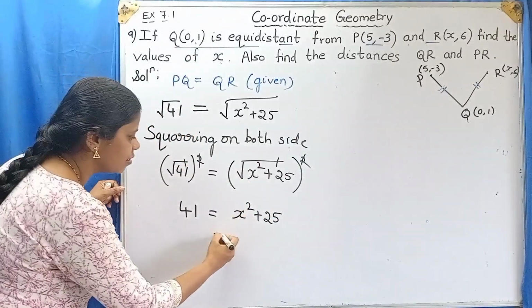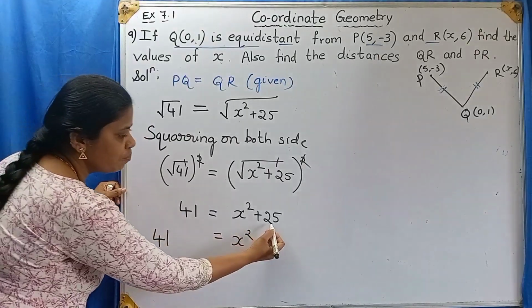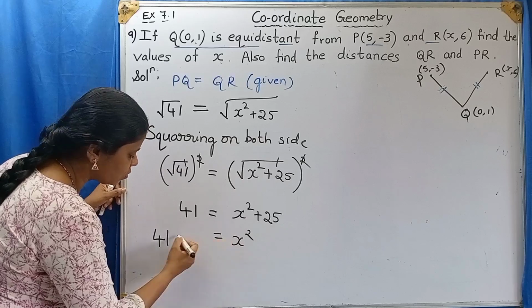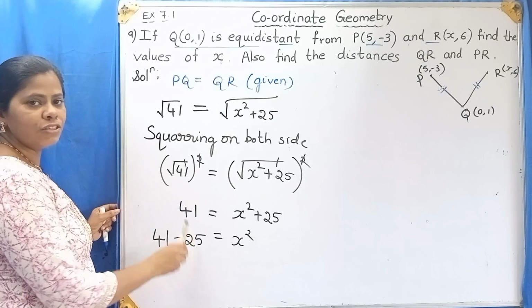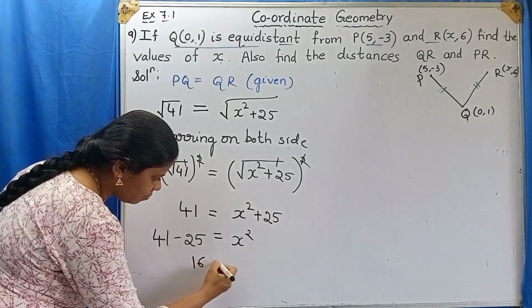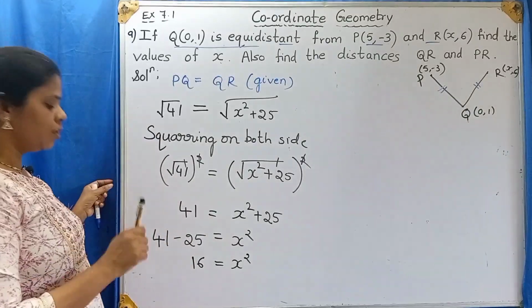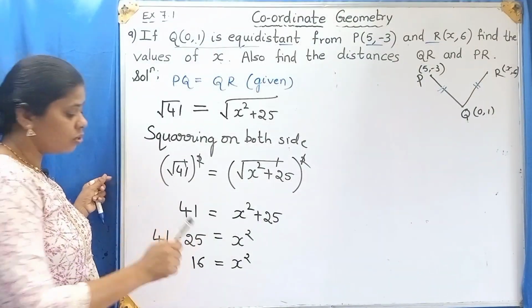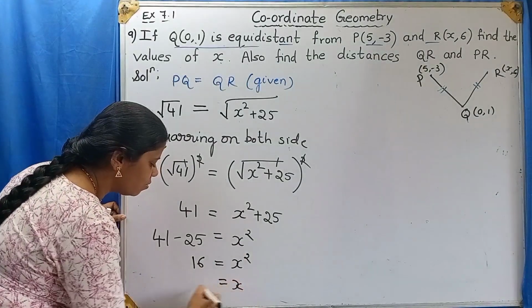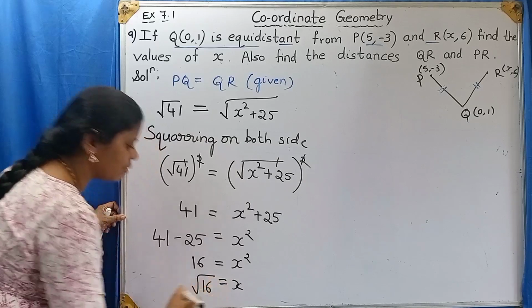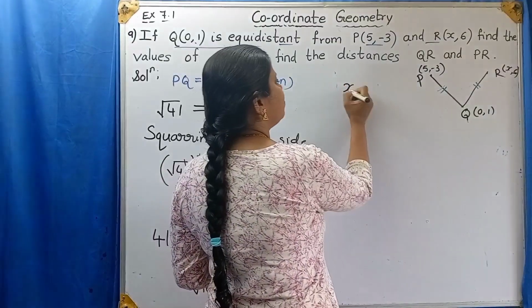Let me write this. x square is equal to 41 plus 25. When it crosses the equal to sign, it will become minus 25. Okay. 41 minus 25 is what? 16. x square is equal to 16. Here we must find out the value of x, not x square. So x is equal to square root of 16. Isn't it?